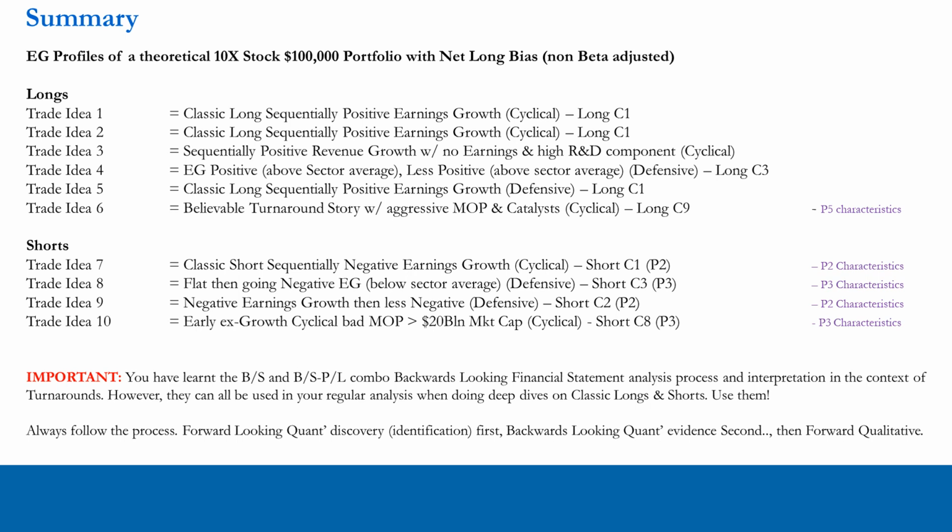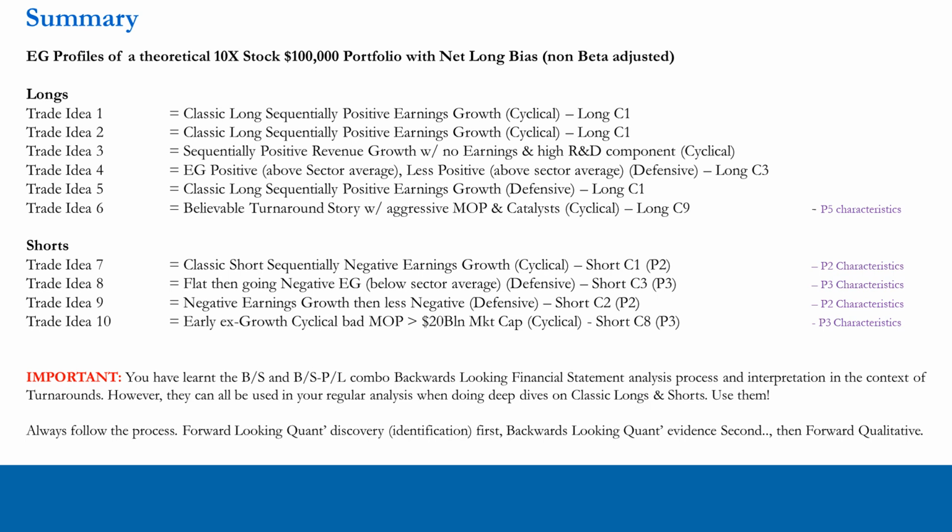Trade number 6, we could have a completely different type of position in the portfolio as a long. We could have a believable turnaround story with an aggressive management operating plan and catalysts, and this can be characterized as cyclical as well. This is our long case number 9. But there's a caveat. We want this to be characterized as having either phase 4 or phase 5 characteristics. We want to be in that scenario. So here we're assuming that it's in a phase 5 scenario.